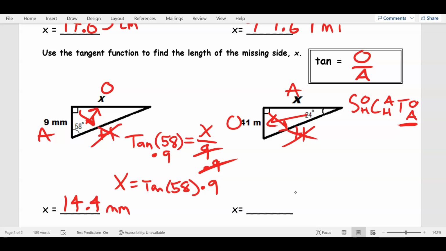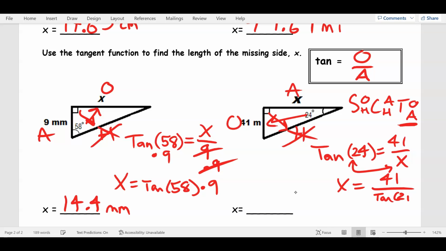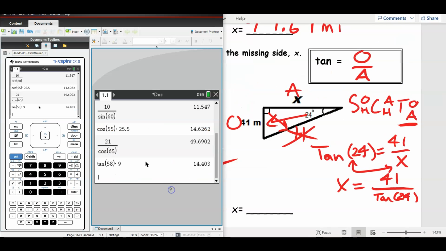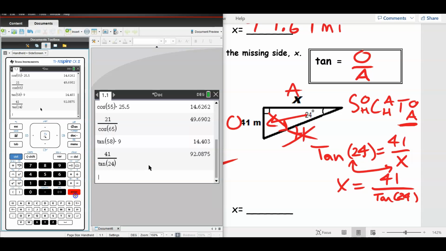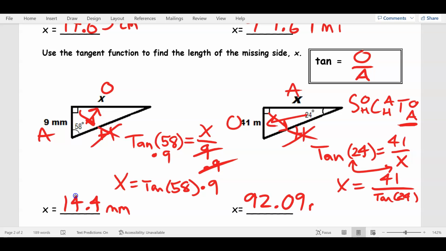OA has to be TOA. It's tan. So tan, what's my angle? 24. And that equals O over A, which is 41 over X. What's the shortcut when X is on the bottom? Take the trig and the bottom and switcheroo. That's the trick, right? This and this can switcheroo. So X equals 41 over tan 24. If I type that in, I'll get my answer. 41 divided by tan 24. 92.087 makes the 8 go up to 92.09. Now I did that a little bit faster because we've done a bunch of examples already.